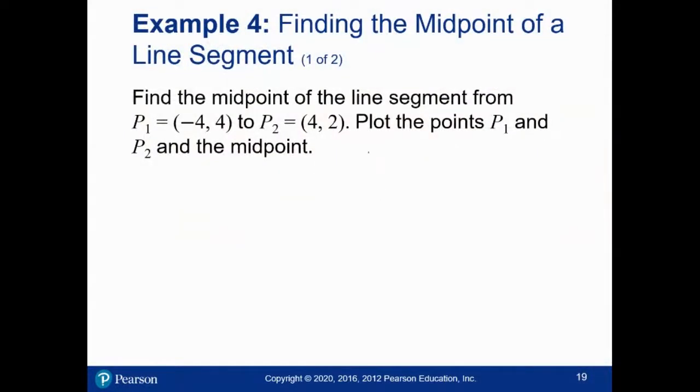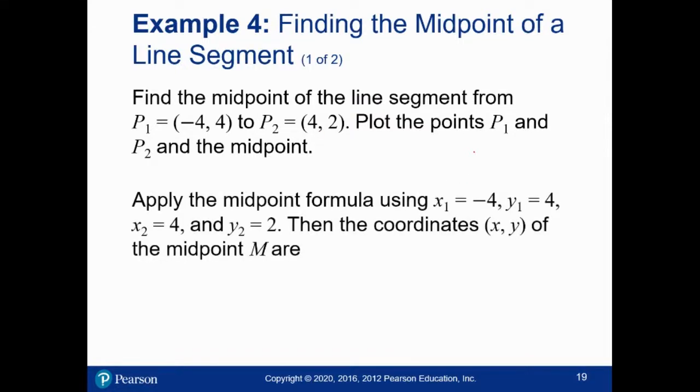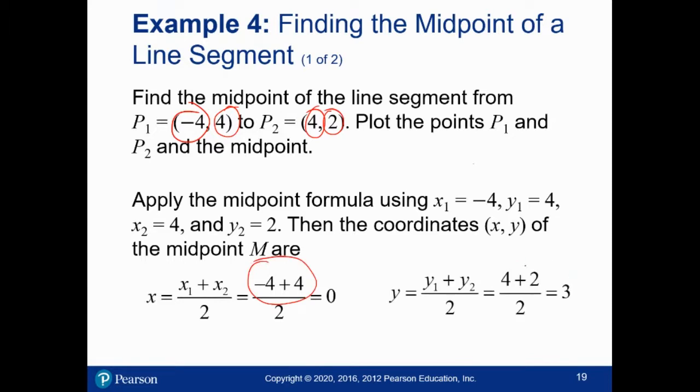Okay. So find the midpoint of a line segment from this point to that point, P1 to P2, plot them, plot the midpoint. Well, we're going to find the midpoint before we even plot anything because it's just a computation. The x coordinates are -4 and 4. The y coordinates are 4 and 2. So if I average the x coordinates, I do -4 plus 4 over 2, and that's 0. And if I average the y coordinates, I do 4 plus 2 over 2, and that's 3. So the midpoint must be 0, 3.